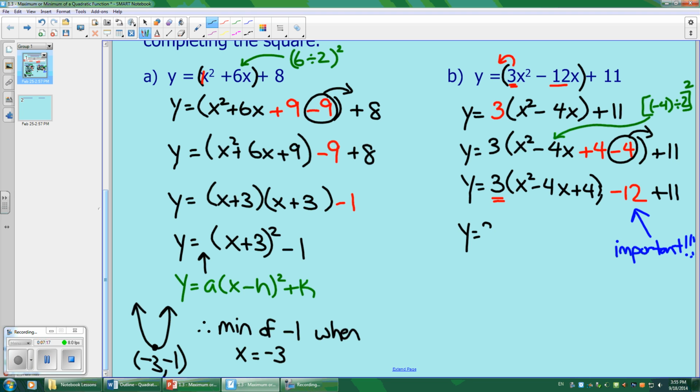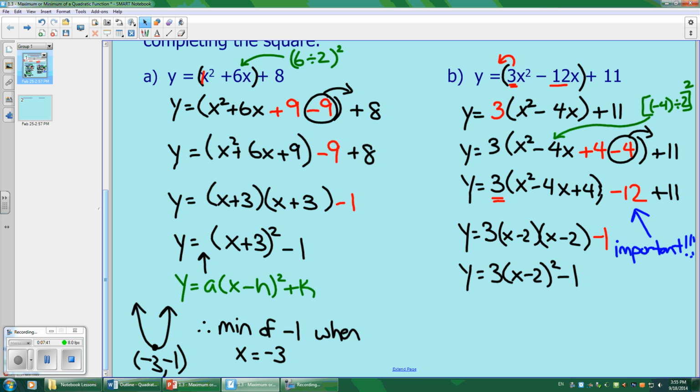y equals 3. Let's factor that bracket. So we get x minus 2, x minus 2. They should always be the same. And then negative 12 plus 11 is negative 1. y equals 3, x minus 2 squared minus 1. Okay, and again, it looks just like y equals a, x minus h squared plus k.